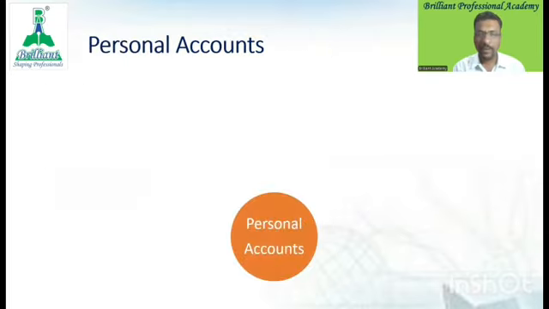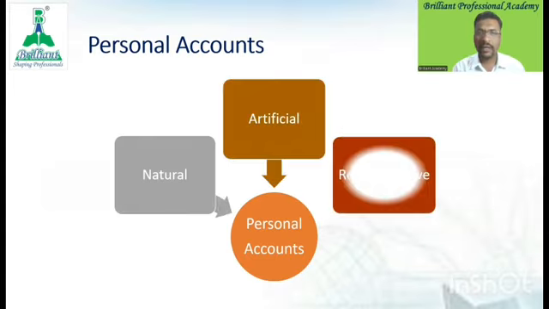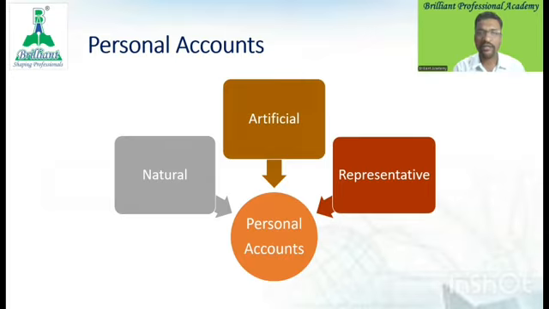Personal accounts. Personal accounts are divided into three categories: natural persons, all of us, then artificial persons, companies, banks, government, and representative personal. Representative personal are related to outstanding expenses, prepaid expenses, pre-received income, all this.